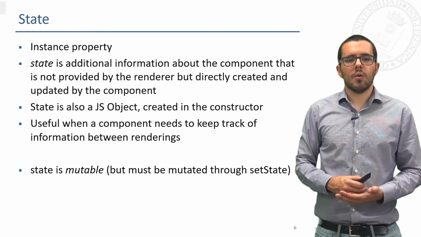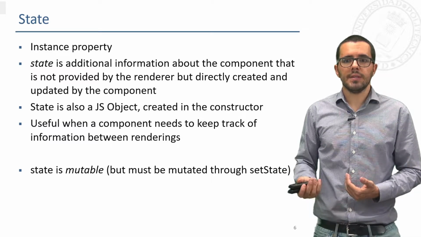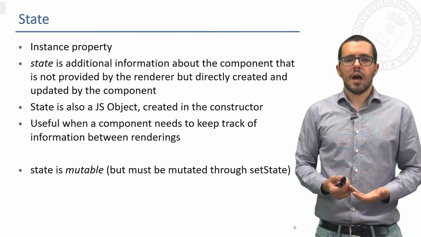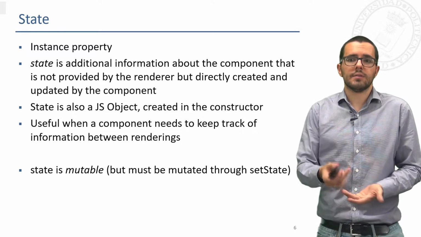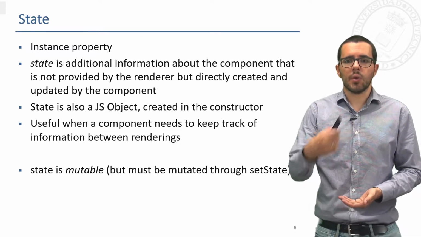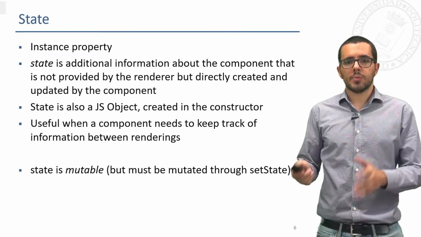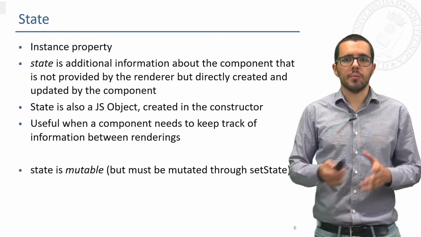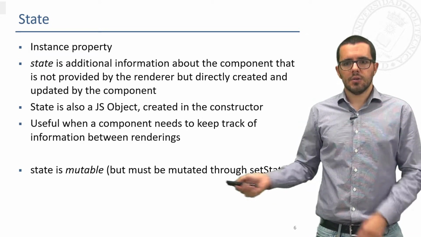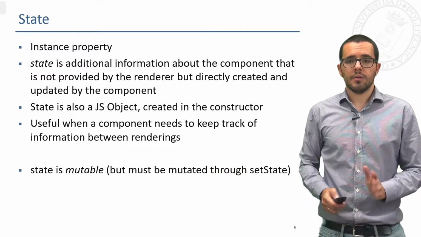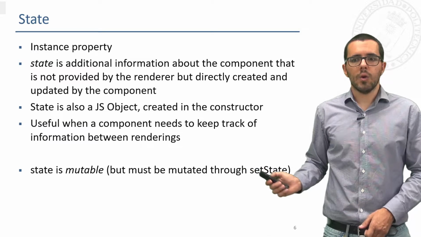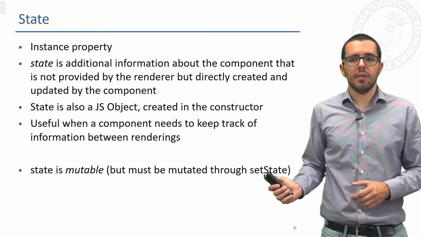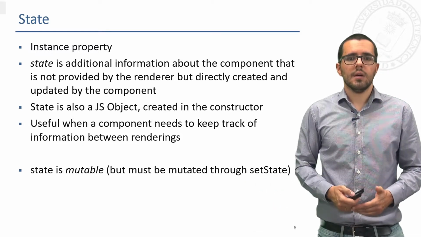And the state is almost the opposite. It's also an instance property, it is a JavaScript object, but it is mutable, and is additional information about the component that it wants to keep between different renders. So the props are immutable, they should not be mutated, and the state should be mutated. That's why it is there. So it's mutable, although it must be mutated with a method that is called setState, not directly, because this way, with this method, a re-render will in fact be fired.